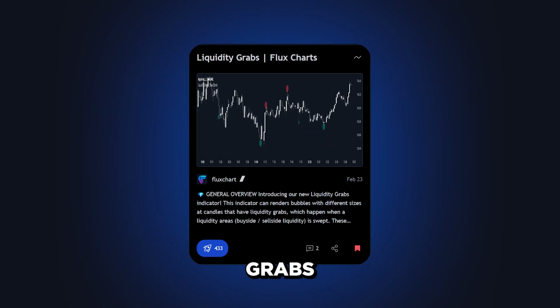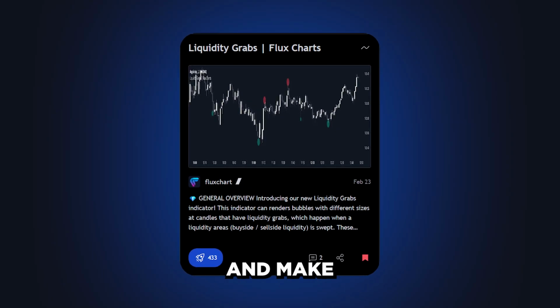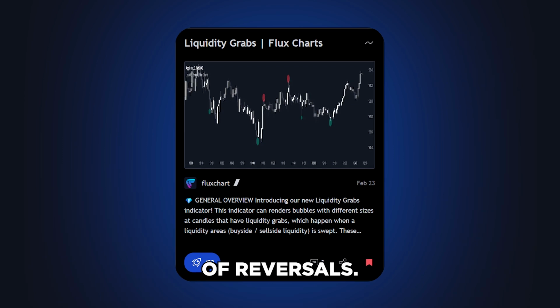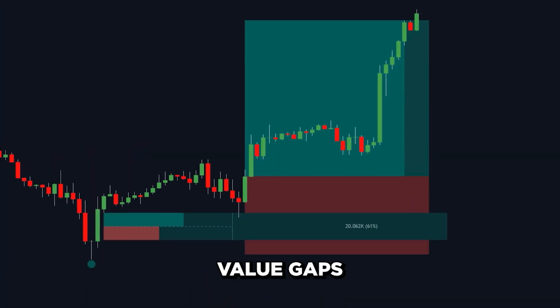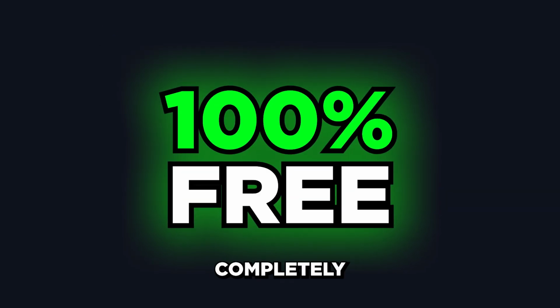This liquidity grabs indicator is designed to help traders identify shifts in the market and make profitable trades off of reversals. By pairing this with the fair value gaps indicator, you can improve your trading with ease for completely free.